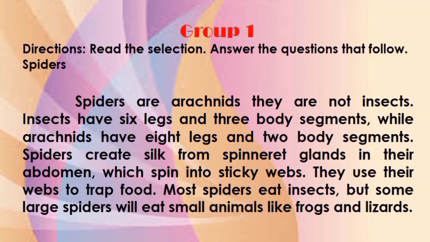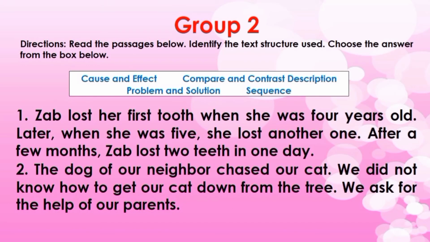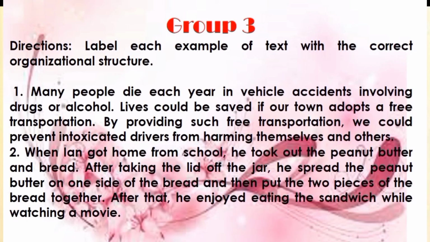Group 1. Directions. Read the selection. Answer the questions that follow. Group 2. Directions. Read the passages below. Identify the text structure used. Choose the answer from the box below. Group 3. Directions. Label each example of text with the correct organizational structure.